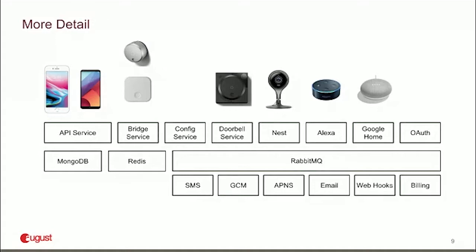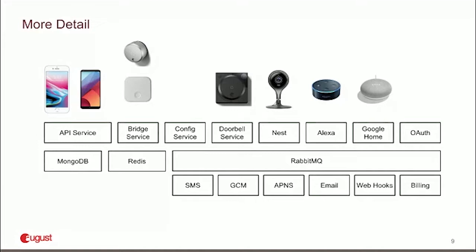For example, if the API service determines that a notification needs to be sent using SMS, GCM, APNS, email, or actually, companies like Comcast subscribe to web notifications. They give us a URL, and then when a lock is operated, we post to their URL informing the customer's Comcast account that someone has unlocked the door or locked the door.